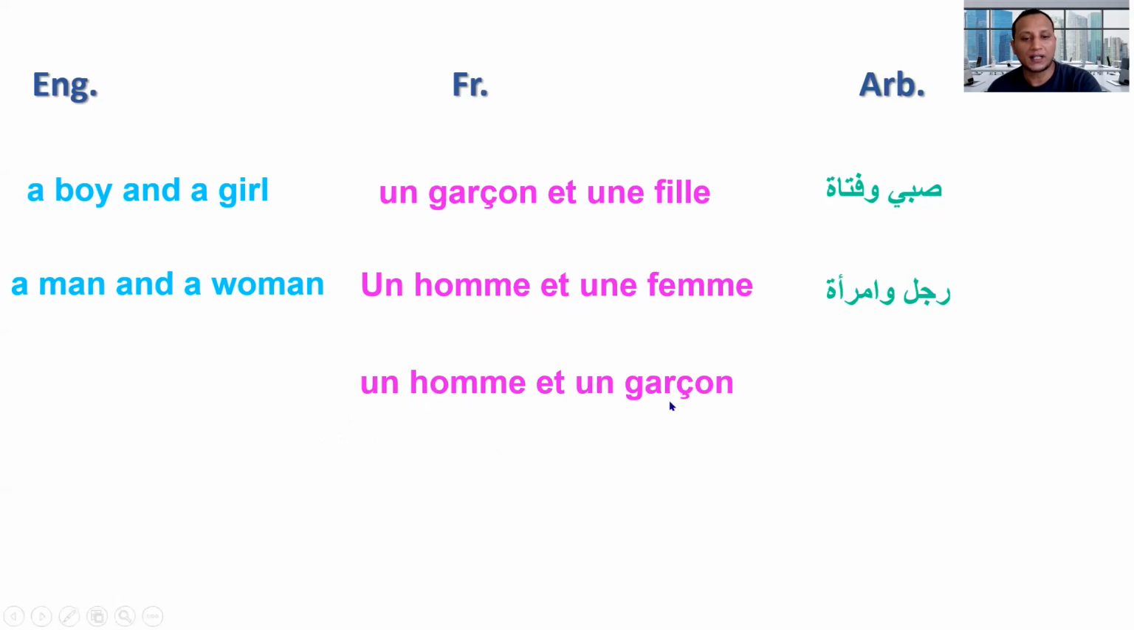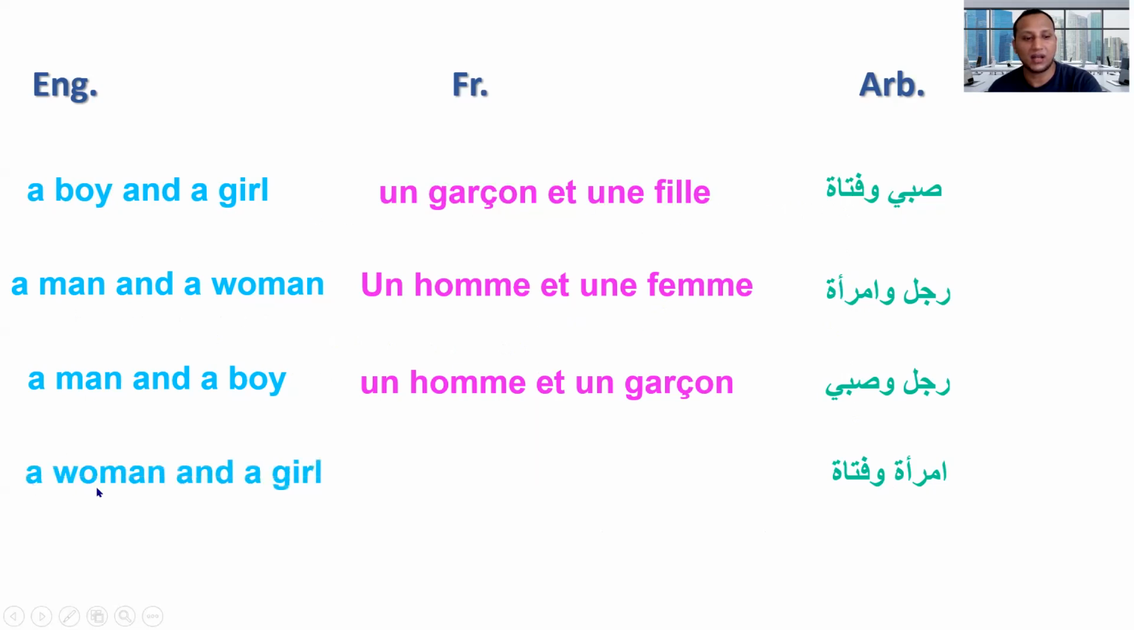How do we say un homme et un garçon? Yes, un homme, a man, un garçon, a boy. A man and a boy. رجل وصبي. How do we say امرأة وفتاة? Now we have the Arabic sentence. امرأة وفتاة, guys. Let's start with the English. امرأة, woman. فتاة, girl, right? A woman and a girl. In French, امرأة, une femme, وفتاة, une fille. So, une femme et une fille.